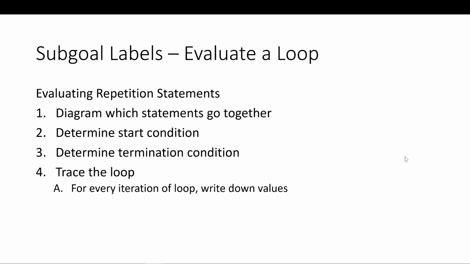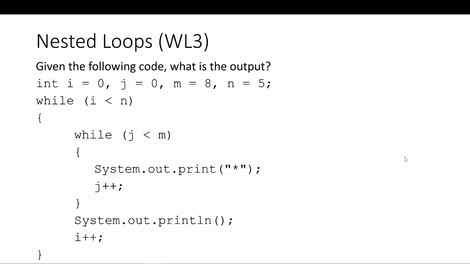This is the worked example for nested loops. These are the sub-goals for evaluating a loop. Here's the problem that we want to solve. Given the following code, what is the output?